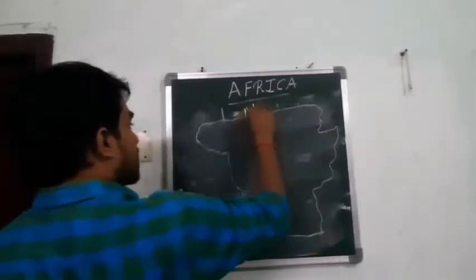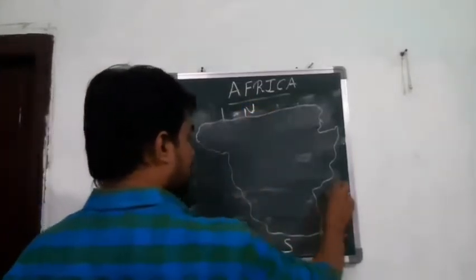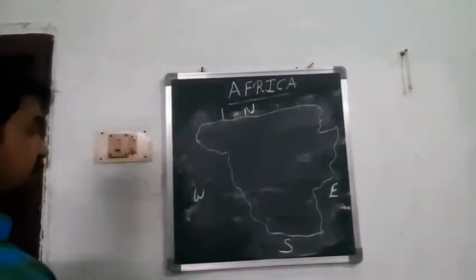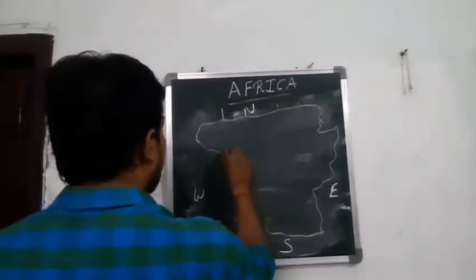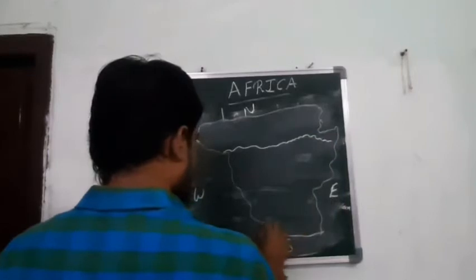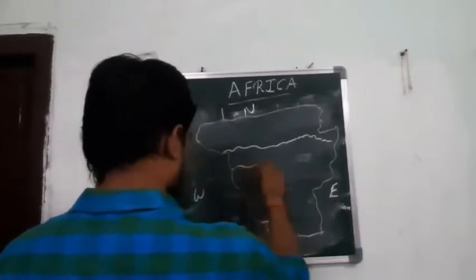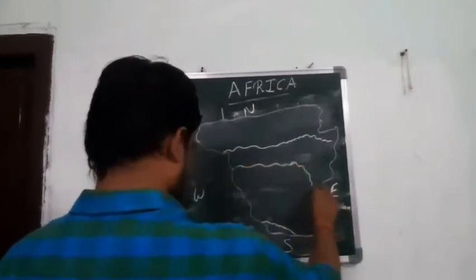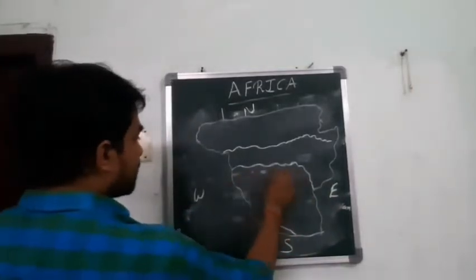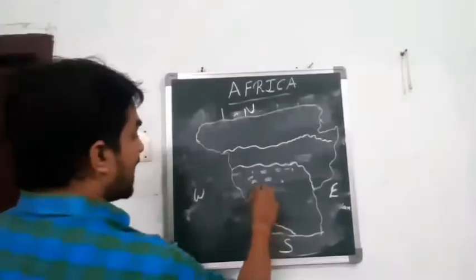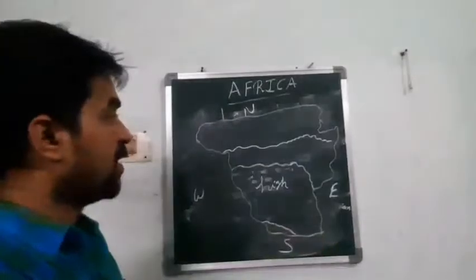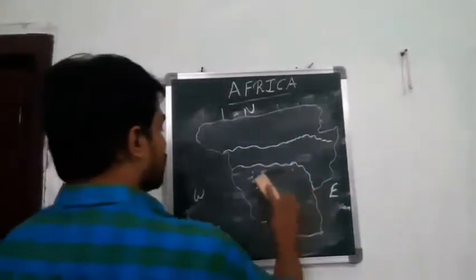See, this is called the north of Africa, this is south, this is called east, and this is called west of Africa. And if you observe the African side, this is called the northern side of Africa. So here, the central part of Africa has high rainfall. Here in this area the rainfall is very high.